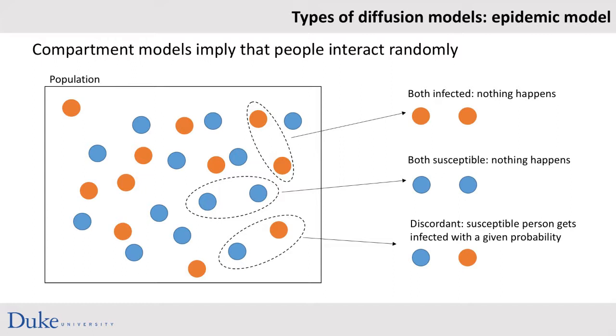But then occasionally someone who does not have the flu will bump into someone who does have the flu, and then with some probability, that discordant tie, in other words, that tie where there's a susceptible and an infected who bump into each other, we might expect to see that susceptible person get infected with some probability.